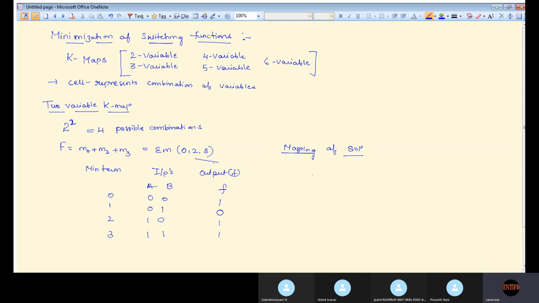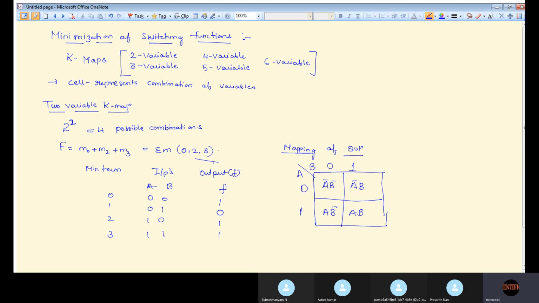How do you map it into a K-map? For this we need only a 2 variable K-map. Here A, B, and 0, 1 and 0, 1. This block represents A bar B bar, this block represents A bar B, this block represents A B bar, and this is AB. These are the relevant logic equations.